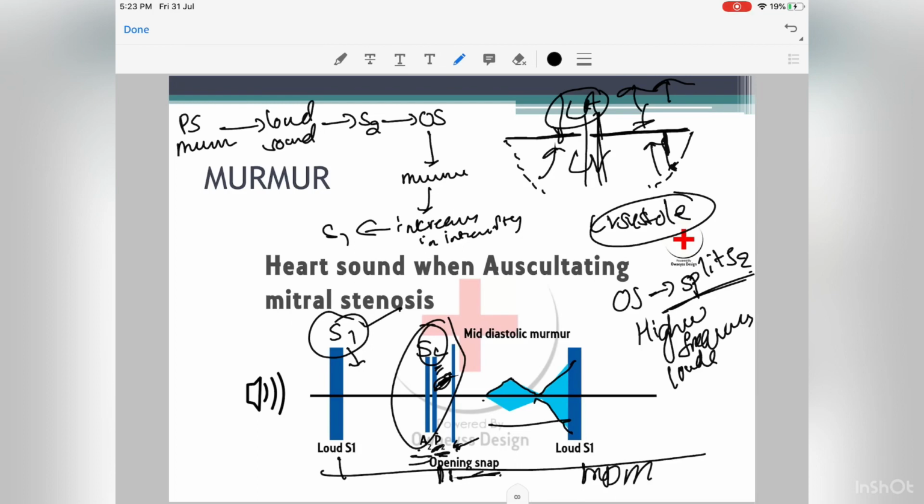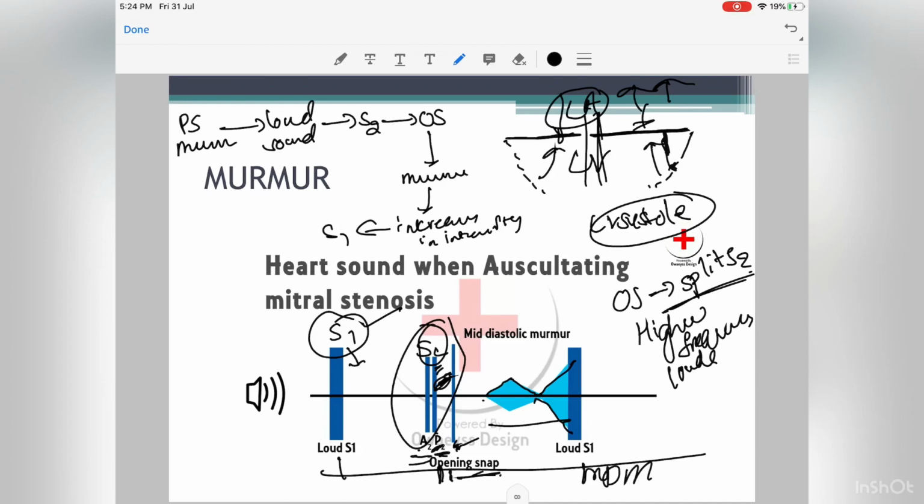Now let us reduce the speed of the recording and hear it again. Okay, so here you can clearly identify that the pre-systolic accentuation is very loud, followed by a loud first heart sound, followed by a gap. Then you can hear the second heart sound, then the opening snap, and then the murmur.